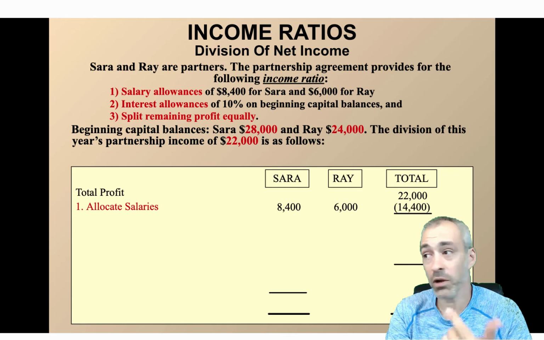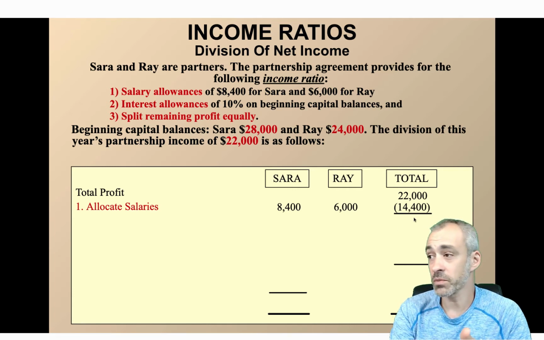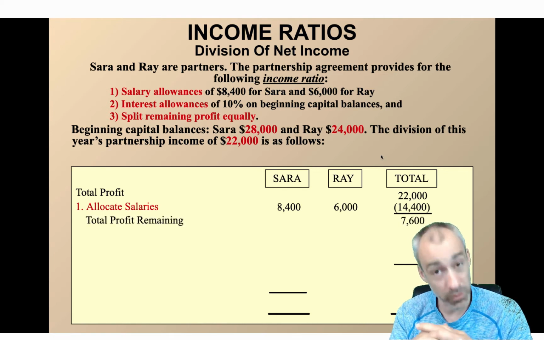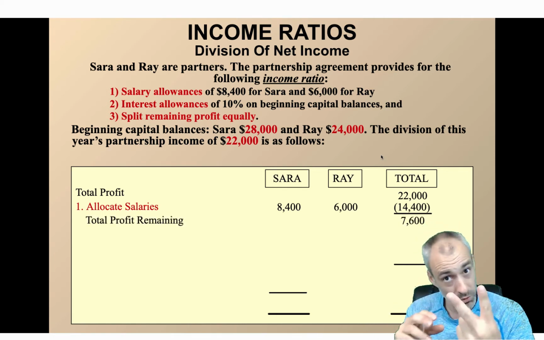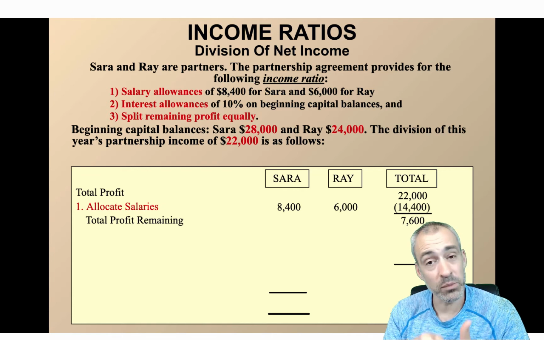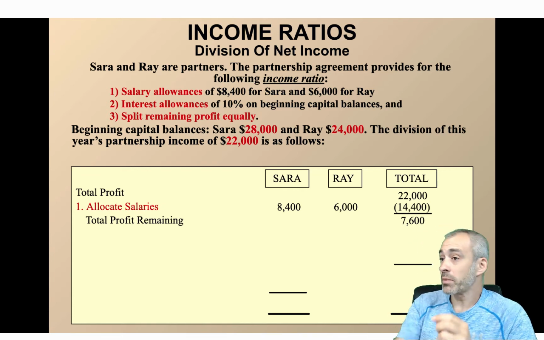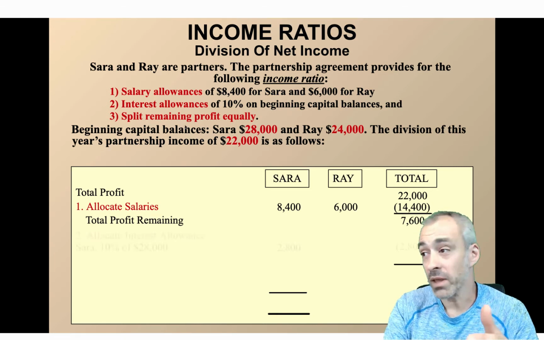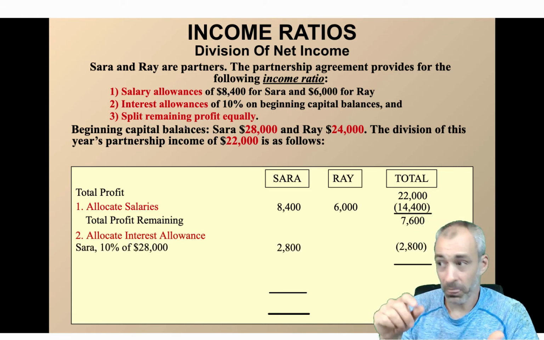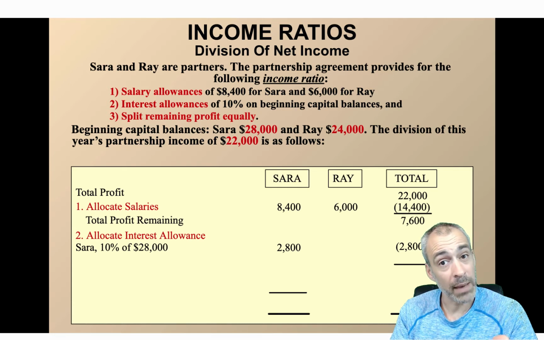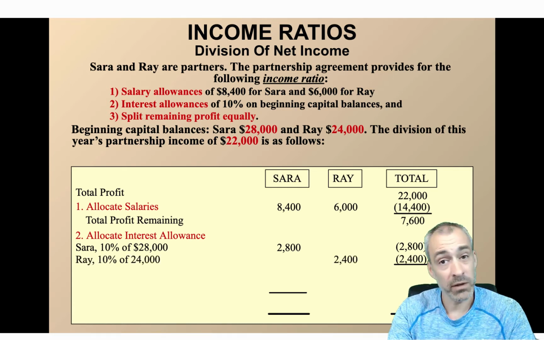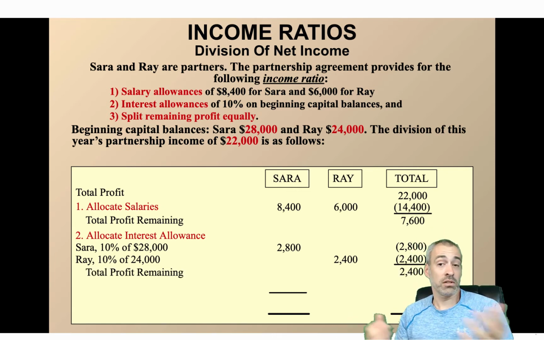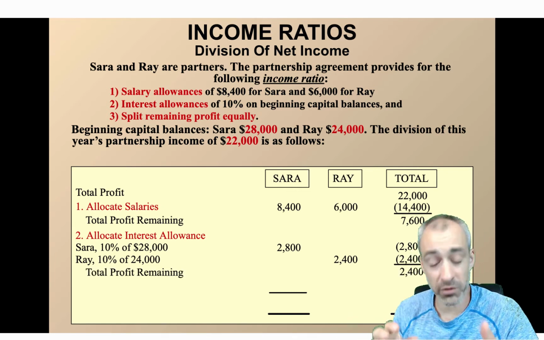So Sarah gets $8,400, Ray gets $6,000, which means we've distributed $14,400. That leaves us with $7,600 to distribute. The next step 2 is interest allowance of 10%. So their starting capital balances, right? It says right up here, $20,000 and $24,000. That works out to be then interest given to Sarah on her starting capital of $2,800 and a Ray of $2,400. So total distributed now, total left is $2,400. That's all that's left after you've done the first 2 steps.